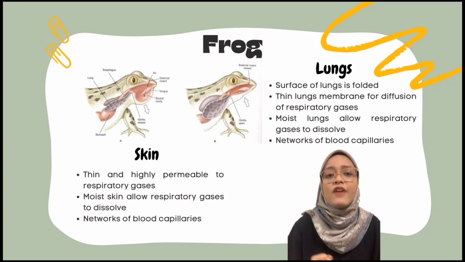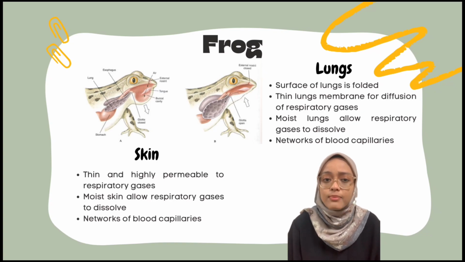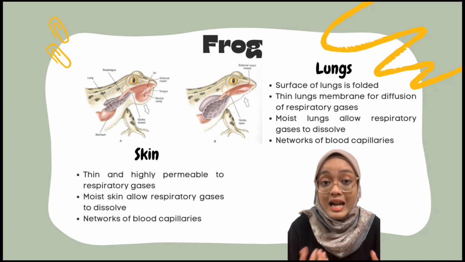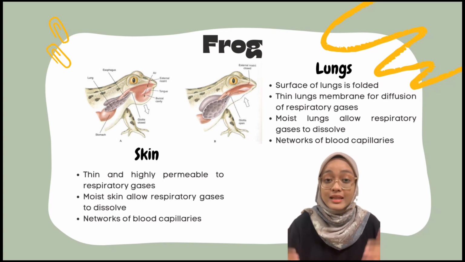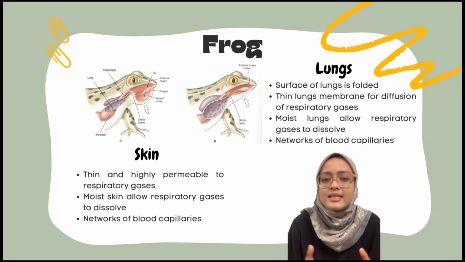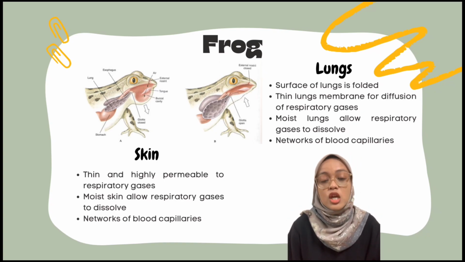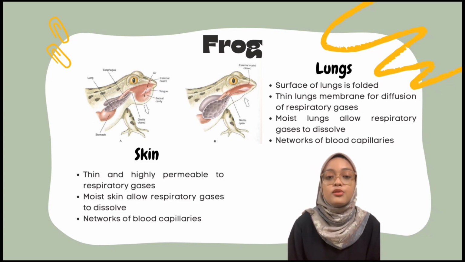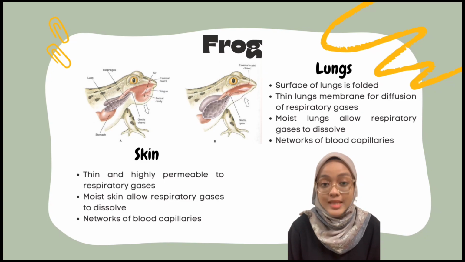Most amphibians have a respiratory structure adapted for gas exchange on land and in water. So on land, frogs use their moist skin and lungs for gas exchange. But in water, the frogs are less active, so the gas exchange occurs by skin. So the respiratory structures of frogs are moist skin and lungs. Now we first look into skin.